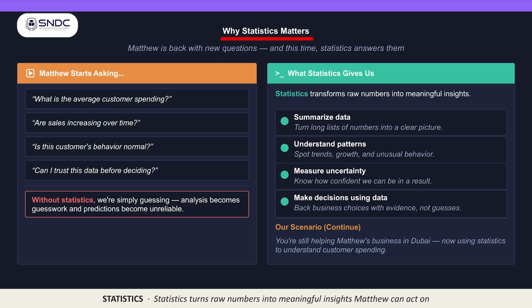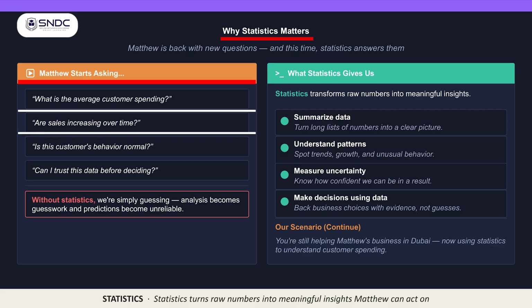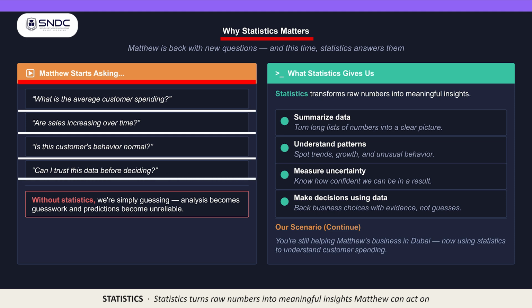Why statistics matters. Imagine you're still helping Matthew manage his business in Dubai. Matthew starts asking questions like, what is the average customer spending? Are sales increasing over time? Is this customer's behavior normal? Can I trust this data before making a business decision? These are questions that statistics helps answer.